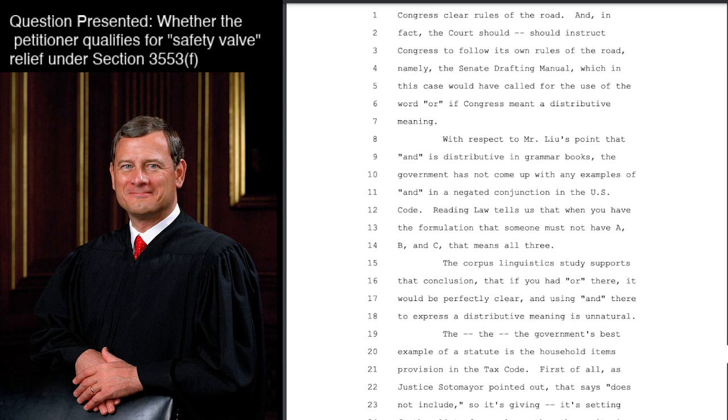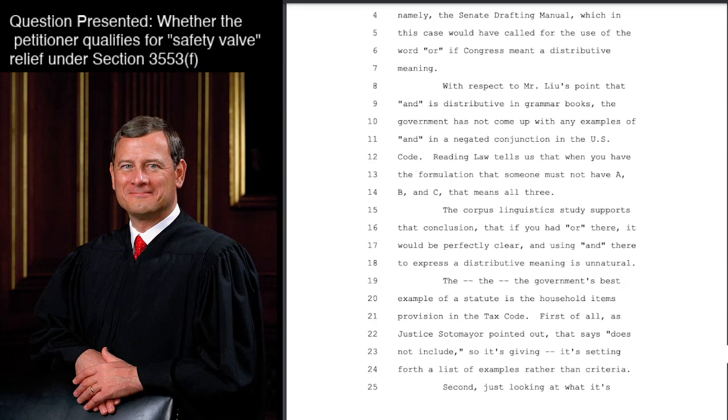With respect to Mr. Liu's point that "and" is distributive in grammar books, the government has not come up with any examples of "and" in a negated conjunction in the U.S. Code. Reading Law tells us that when you have the formulation that someone must not have A, B, and C, that means all three. The corpus linguistics study supports that conclusion, that if you had "or" there, it would be perfectly clear, and using "and" there to express a distributive meaning is unnatural.